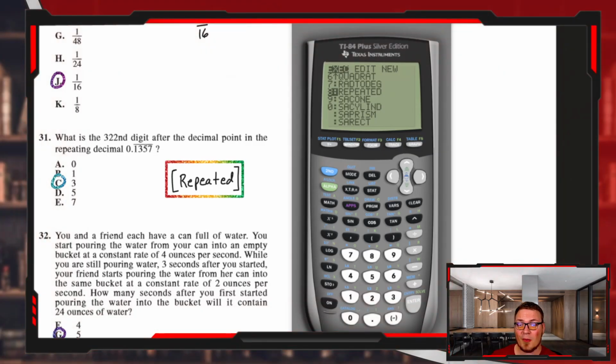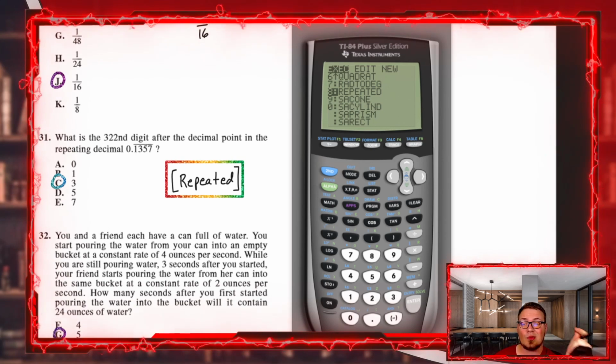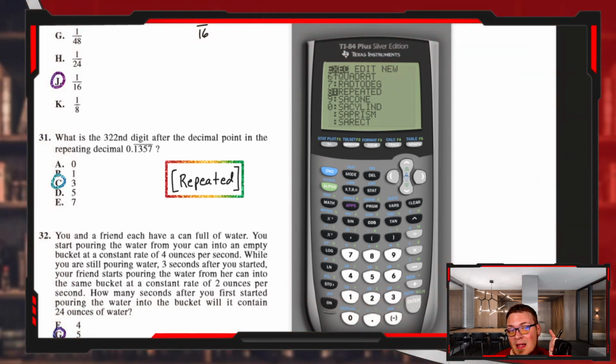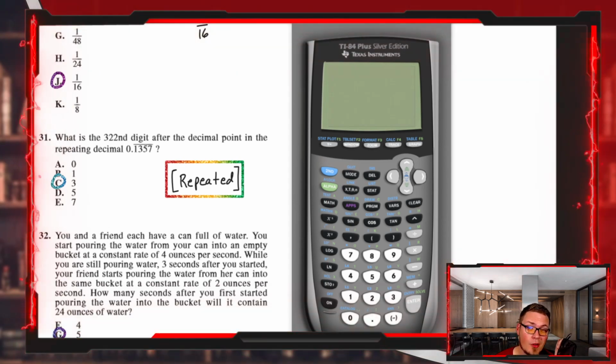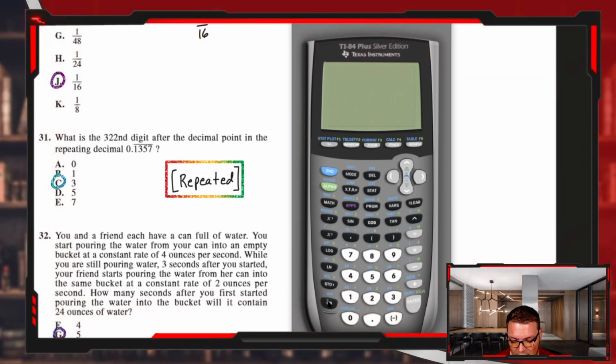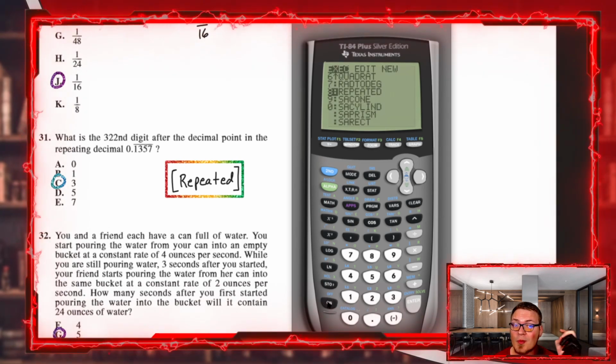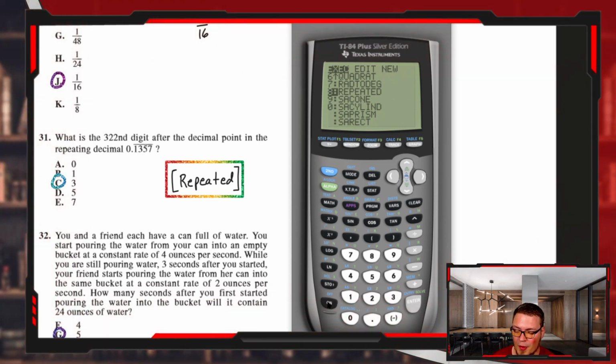Alright, everybody, we are moving on to the next program in the list. This one is called the repeated program. Pretty jazzed about this one. This is probably the newest, most recent program to the list. And this one is going to be super helpful on questions like number 31 over here.